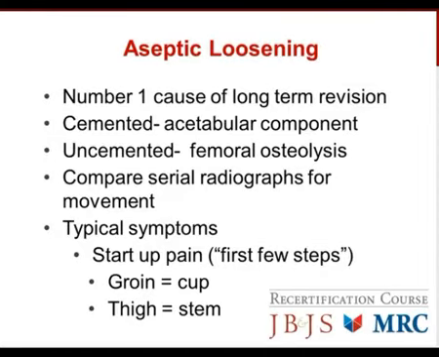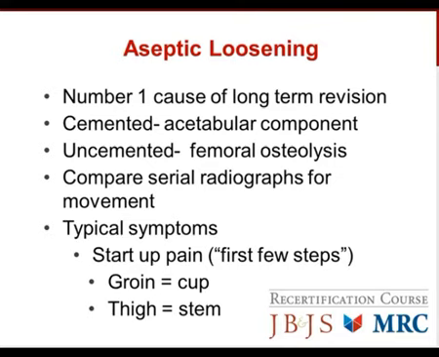Moving on to aseptic loosening. Aseptic loosening remains the number one cause of long-term revision of total hip arthroplasty. As mentioned earlier, the cemented cup tends to fail at a higher rate than the cementless implant. With uncemented implants, look for femoral osteolysis. Serial radiographs can be very helpful in terms of looking for loose implants, both clinically as well as on your test. You should know that the typical symptoms of a loose implant are startup pain, the so-called pain with the first few steps that tends to improve.